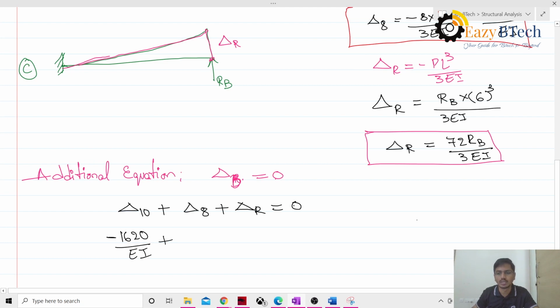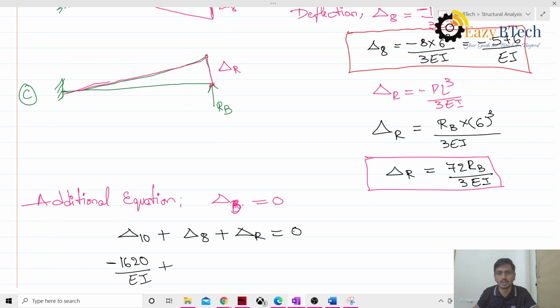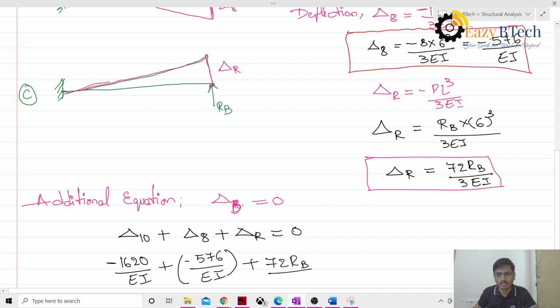plus, what is delta 8? That is the deflection due to the point load. It is nothing but minus 576 by EA. So minus 576 by EA plus, what is delta? That is nothing but 72 RB by EA. So this will be equal to 0.